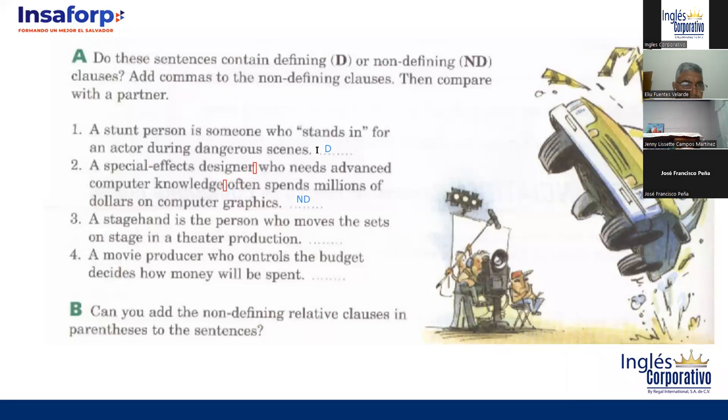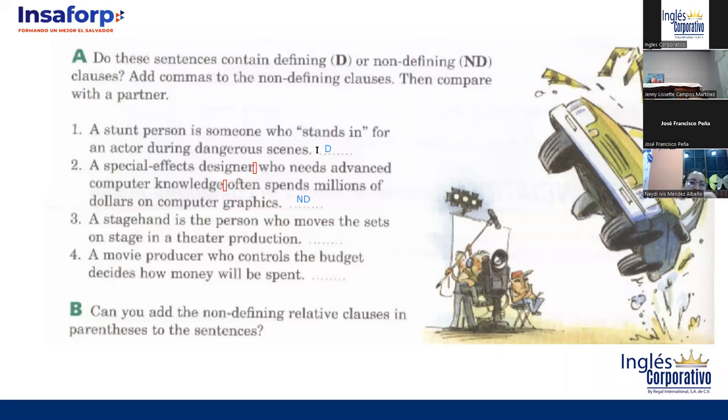One of the pieces of information is extra, and that's what we need to identify, right? So who needs advanced computer knowledge? I can, as Jose said, drop it and the sentence will be okay. And we understand it like that, right? So very good job on the first two. What about number three? Yeah, tell me.